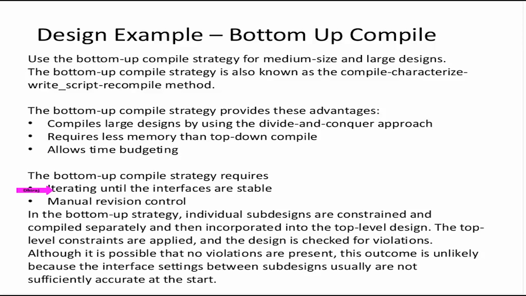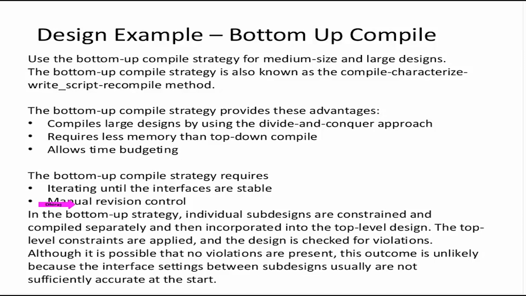The bottom up compile, on the other hand, might need multiple iterations to get it to work. Why? We'll see. So the bottom up strategy needs manual revision control. The revision control here is in the context that since you have different iterations, for each of the iterations you have to store the constraint file. You have to make sure that there is some kind of revision control in process so that you know what changes from one release to another.